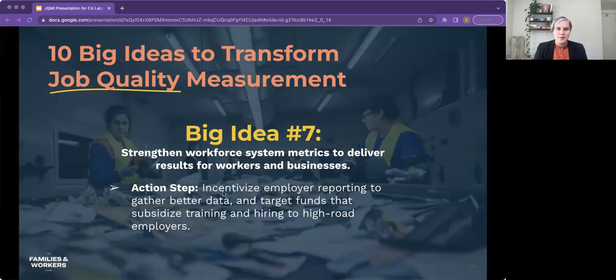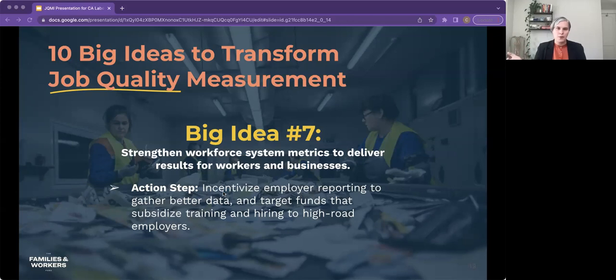So moving to big idea number 7, that's to strengthen workforce system metrics to deliver results for workers and businesses. We often say that what gets measured gets done, right? And the metrics that we measure in our public workforce system don't actually tell us enough about whether the jobs that we train and refer people into are good jobs that meet the equity and economic mobility targets that I know we all care about.